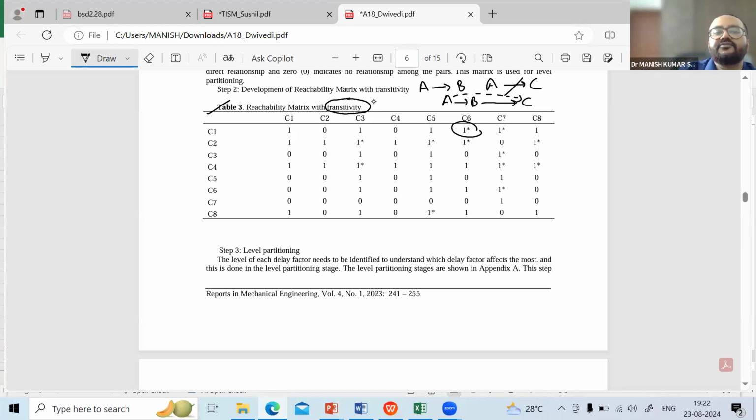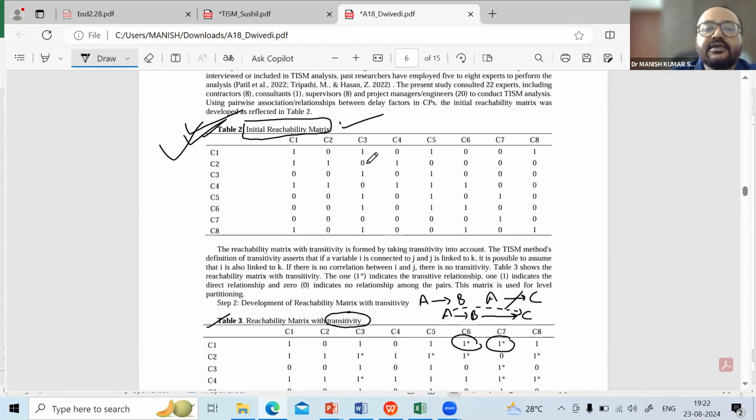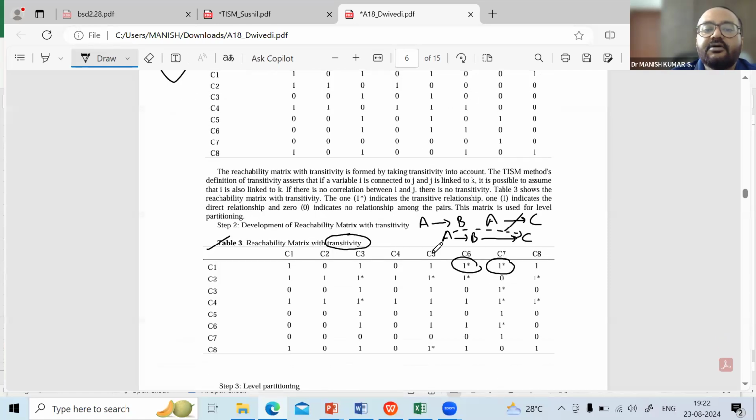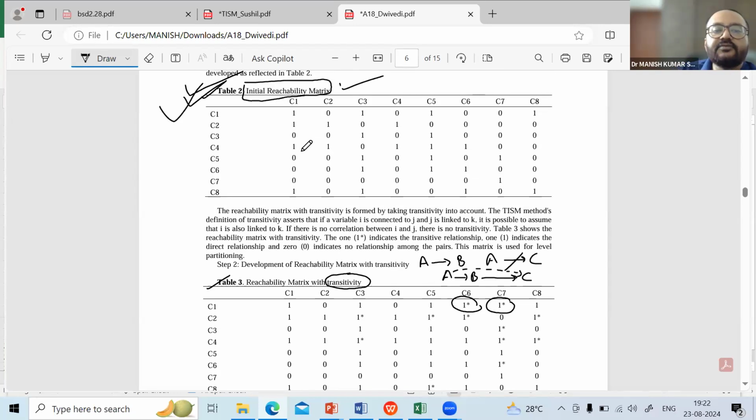Can you see the one star in a few places? Now I'll tell you how to get it. Earlier, in the initial reachability matrix, can you see the 0 here? This 0, and all of these? So 1 and 1, and for C6 it is 0, it is 7. Now I'll tell you how to do it actually. This is very important. I'll give you one example.